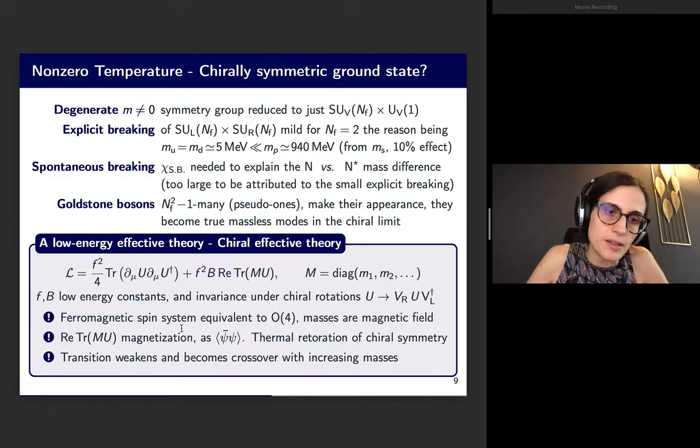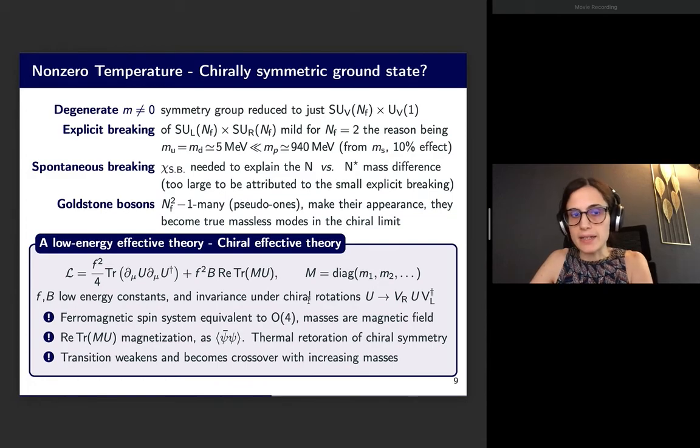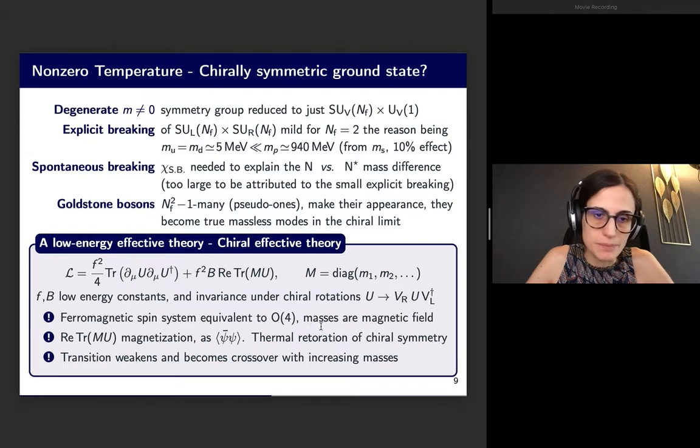Here I have the Lagrangian. In this Lagrangian you have a mass matrix which contains on the diagonal the masses of the different fermionic flavors, and F and B are low energy constants, and this Lagrangian is characterized by its invariance under chiral rotations. This is just a ferromagnetic spin system equivalent to O(4), where basically the masses are playing the role of the magnetic field in the corresponding spin system.